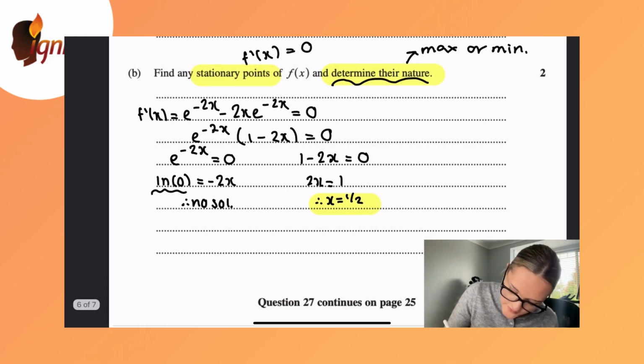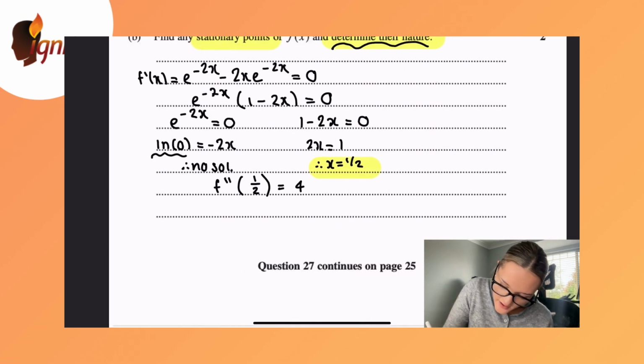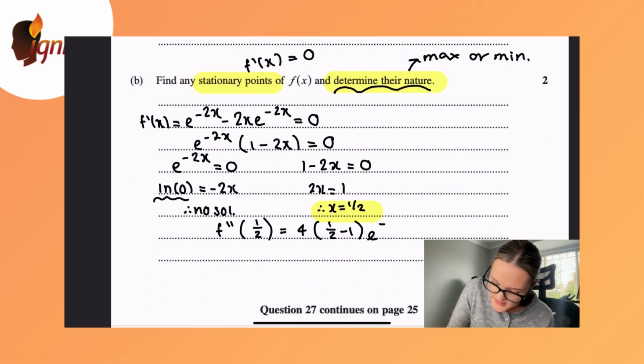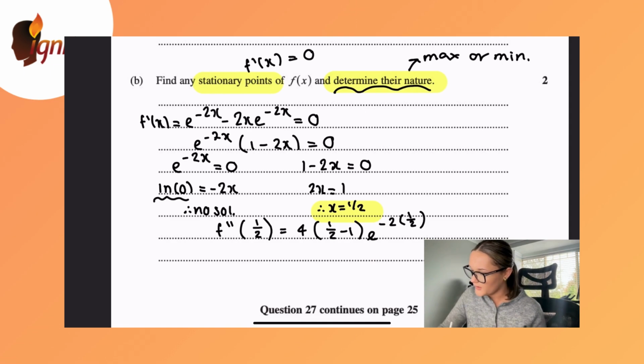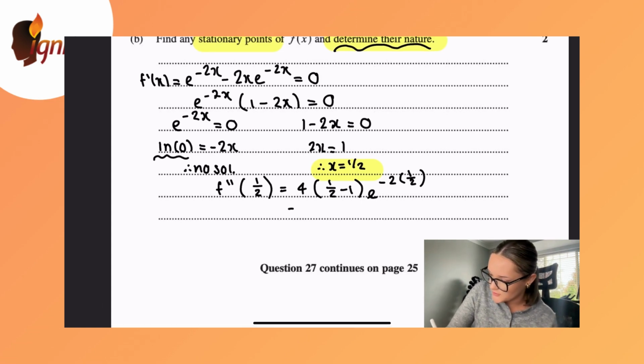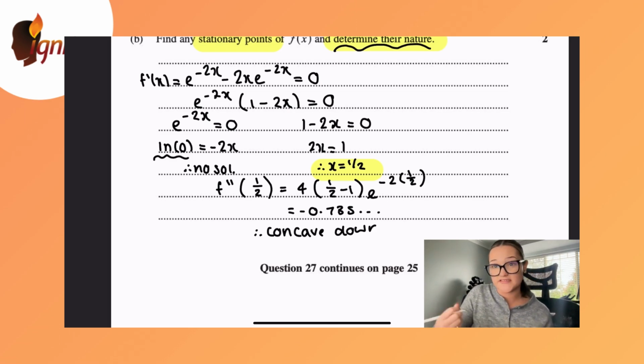So I'm going to substitute in x = 1/2 into my second derivative function. So we get 4(1/2 - 1)e^(-2 × 1/2). When I plug that in, I get negative 0.735 and so on. So I know that at this point my graph is concave down. I know it's concave down because my second derivative is less than 0, which deals with my concavity.